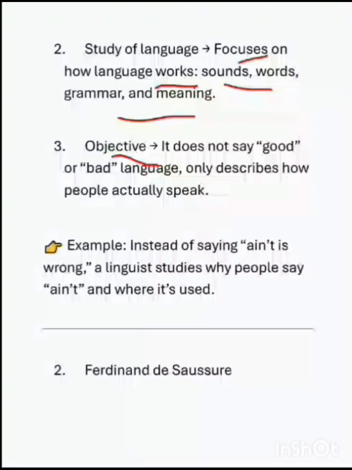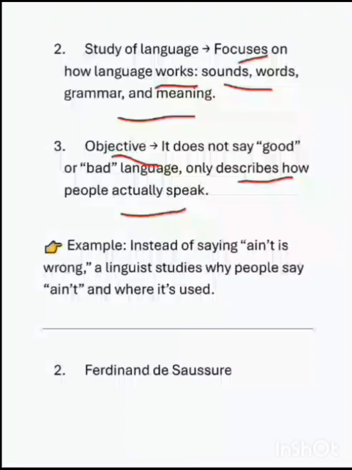For example, we do not say that this is good language or this is bad language, but we just describe how people actually speak. We do not say that this is wrong and this is right, but we just say how people say it, how people use it, why people use this sentence. So we describe this in linguistics and do not talk about good or bad language.